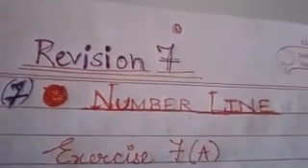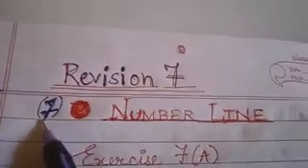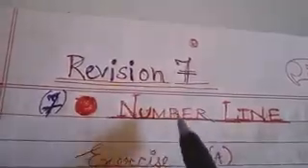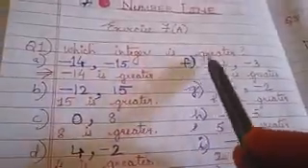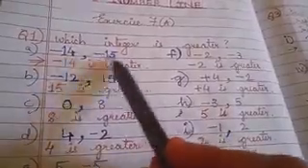Hi everyone, welcome to maths video class 6th, and we are on chapter 7, last revision session going on. We are on chapter 7, number line and revision 7. These are the same type of questions from exercise A. The type is the same but the questions are not the same, meaning different examples have been taken.